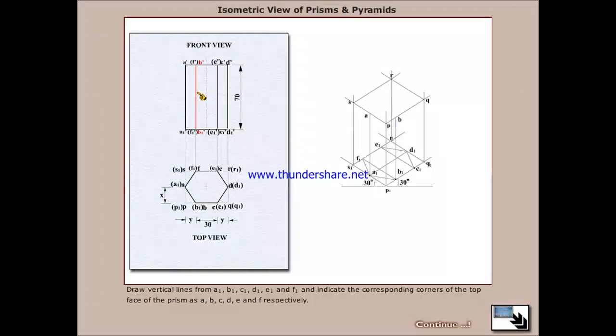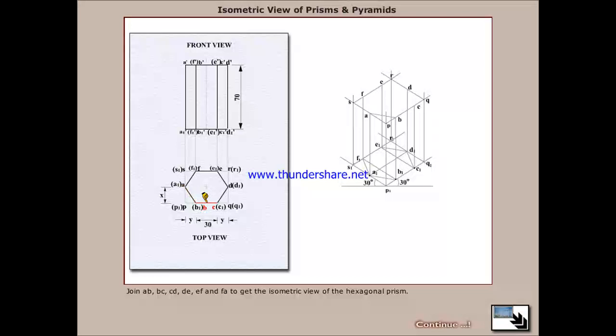Draw vertical lines from A1, B1, C1, D1, E1 and F1 and indicate the corresponding corners of the top face of the prism as A, B, C, D, E and F respectively. Join AB, BC, CD, DE, EF and FA to get the isometric view of the hexagonal prism. Darken the visible edges of the prism in the isometric view.